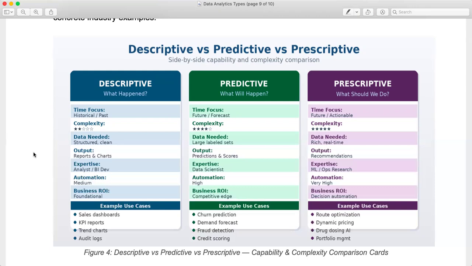If we look at automation, for prescriptive it is the highest. And for business return on investment, prescriptive provides the most value because it automates the decision. Use cases are also there. For example, for descriptive, sales dashboards and KPI reports. For predictive, churn predictions and demand forecasting. For prescriptive, route optimization, drug dosing, portfolio management, etc.